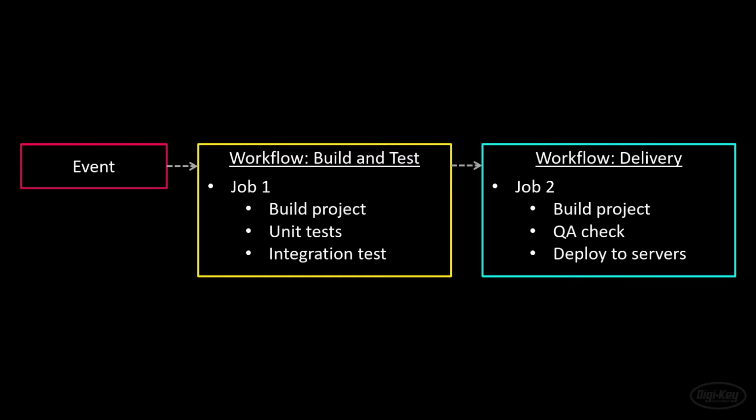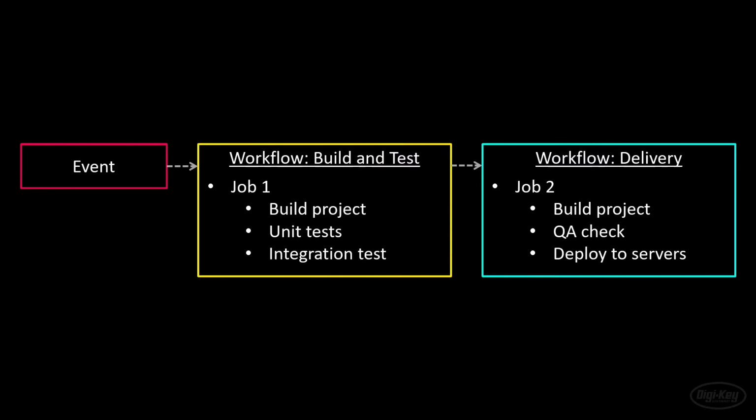In our first workflow, we might build and test our project. Once that's done, we could run a second workflow to automatically build and deploy the project. While workflows do not run in any particular order by default and might run in parallel, you can specify dependencies to have, say, the delivery workflow wait for build and test to finish before starting.